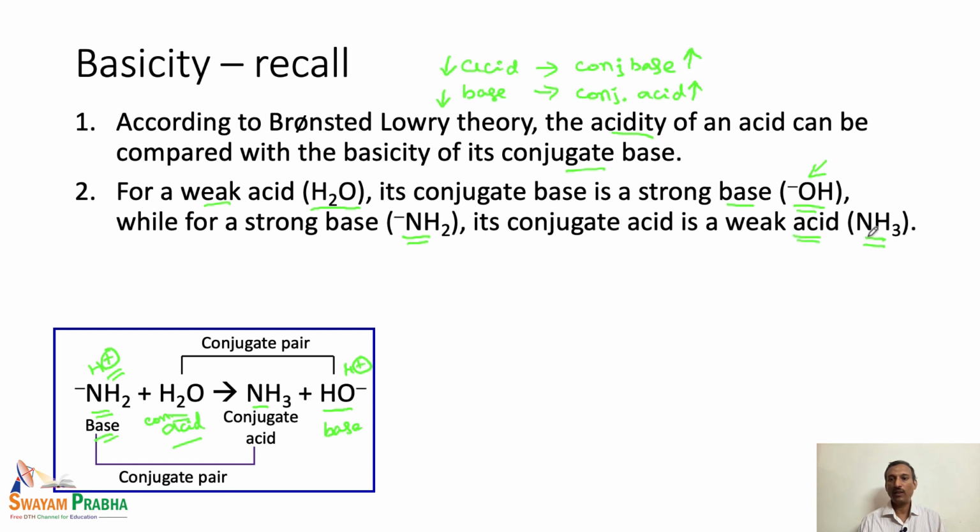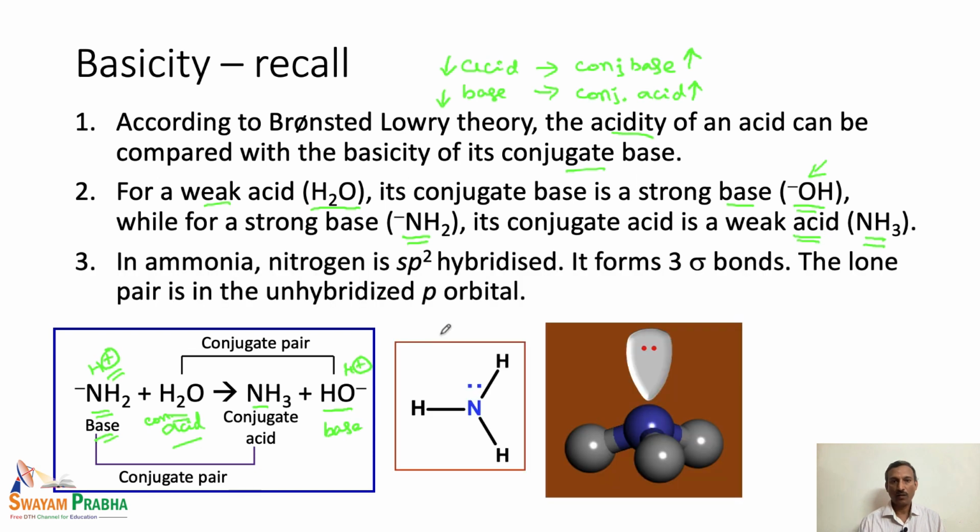Because how do we say it is a weak acid? We already know ammonia is mildly basic. So, that is the reason when it is already a base, it has to be a weak acid. That is why we say NH2 minus is a strong base and the ammonia molecule is a weak acid. So, let us look at the ammonia molecule. In the ammonia molecule, the central nitrogen is basically sp3 hybridized and it is forming 3 sigma bonds with hydrogen atoms, and the lone pair is present in the hybridized orbital.